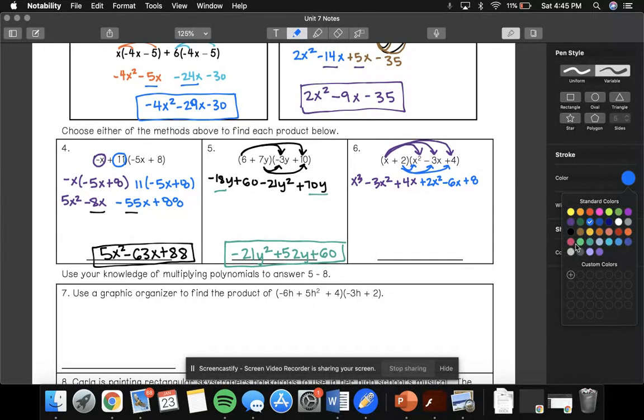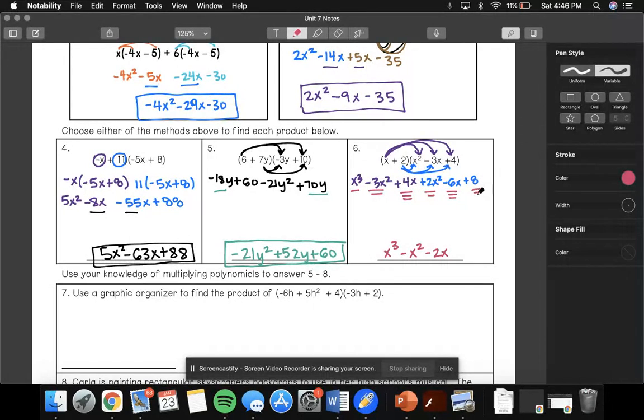Okay. Now I just have to look for like terms to see if I can add anything. So I see x to the third. Nothing can be put with that. I see some x squareds. Negative 3x squared and 2x squared, which would make negative 1x squared. I see 4 x's and negative 6 x's, which would make negative 2 x's, and then the lone 8 at the end.